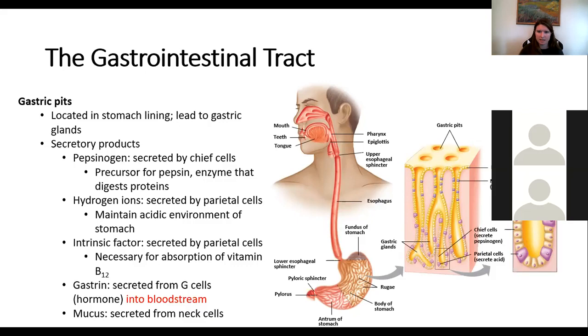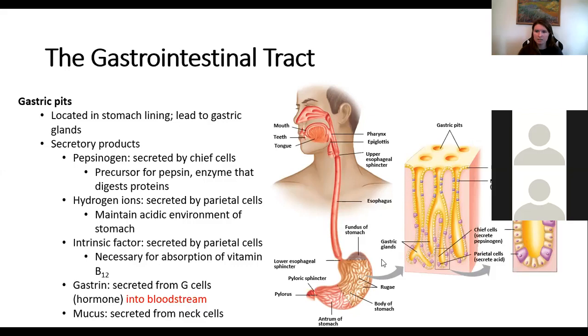So the chief cells, here we see our chief cells are these yellow ones. So chief cells here and here on the even more zoomed in image. Your chief cells are secreting pepsinogen. And pepsinogen turns into pepsin, which is an enzyme that digests proteins. So your chief cells are important for the digestion of proteins because they're making enzymes that help us digest proteins.